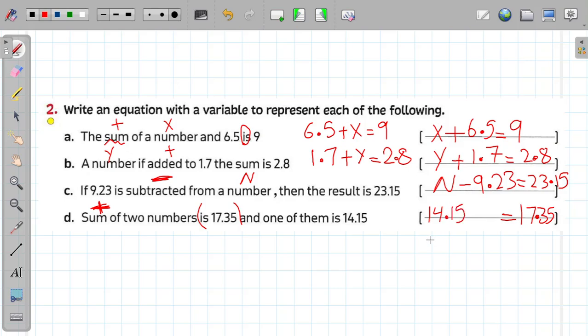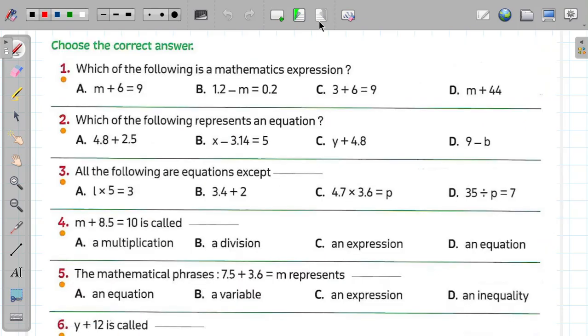So I will write the first one is 14.5. But I don't know the second one, so I will use a variable like maybe m. So I will use m as a variable, so I will say plus m. So our equation is 14.5 plus m equals 17.35.